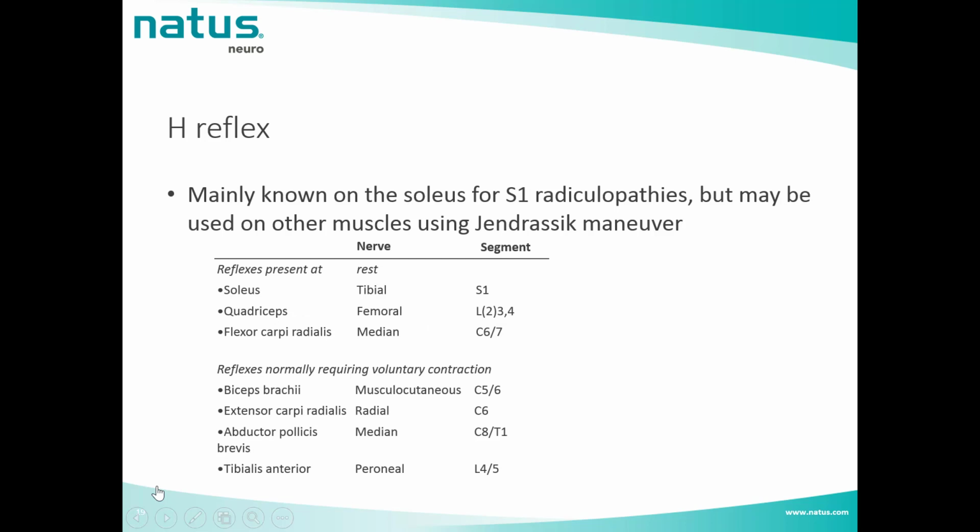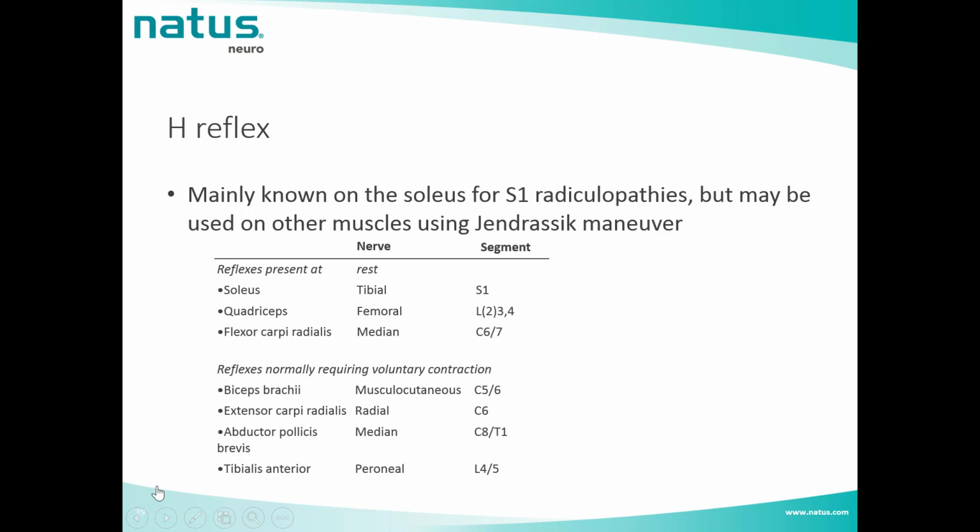This technique is mainly known to be performed on the soleus for S1 radiculopathies, but it may be used on other muscles, especially if we consider using the Jendrassik maneuver. So the reflexes with a patient completely at rest are present on the tibial nerve using the soleus muscle for this S1 radiculopathies, but may also be performed on the femoral nerve and the median nerve using the quadriceps and the flexor carpi radialis for different spinal cord segments.